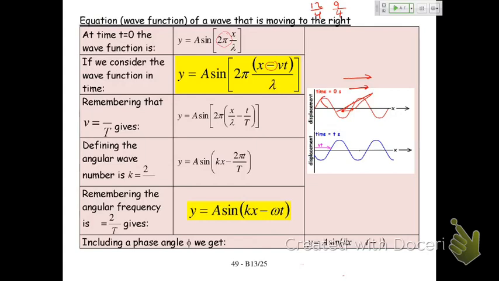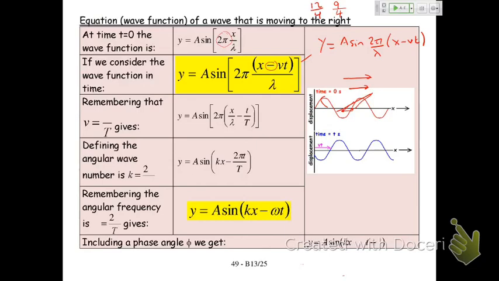I get y is equal to A sine 2 pi. Let's separate these two out. x over lambda minus, oh sorry, no. So this is an important equation. I actually prefer to write it as y is equal to A sine of 2 pi over lambda times (x minus vt). But who cares? That is all in linear terms. That's in terms of distances and velocities and wavelengths and the like.